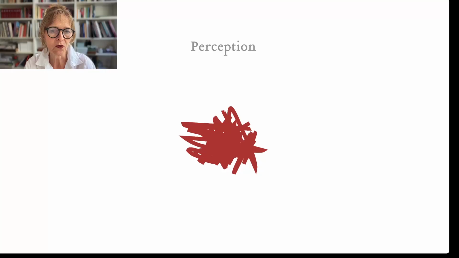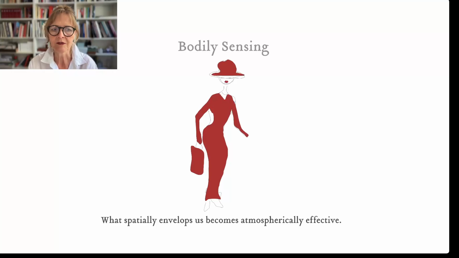Hermann Schmitz focused on the concept of bodily sensing. It is often conflated with perception. But the two must be distinguished. The color red can be perceived, but not bodily sensed. A car can be perceived, but not bodily sensed. We can only bodily sense them when we are immersed in them, when dressed head to toe in red, or seated inside the car. Only that which envelops us spatially becomes atmospherically tangible and effective.